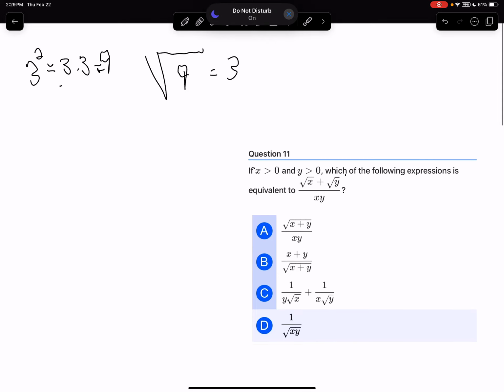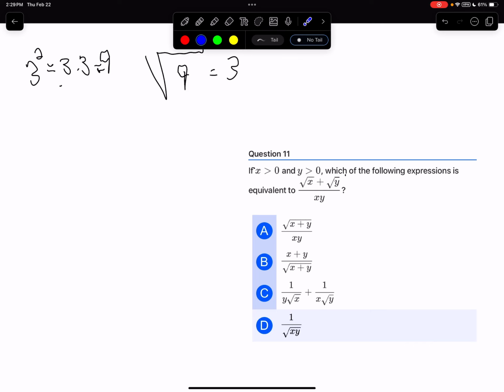So, here we go again. Some square root fun. Alright, so let's take a look at this. We've got our x's have to be bigger than 0 and our y's have to be greater than 0. Which just means that you really can't have a square root with a negative number under it. Not for real numbers. You only have square roots for positive numbers.